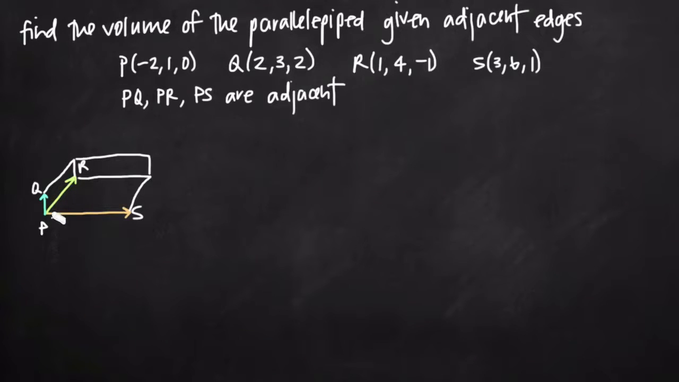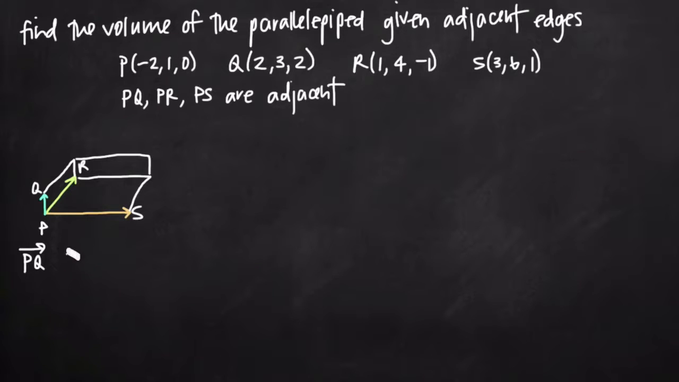If we can model the line segments PQ, PR, and PS as vectors, then we can use the scalar triple product to find the volume of the parallelepiped. And of course, the way that we can model them as vectors, if we want to find, for example, the vector PQ, we just take this point here, Q, and subtract each of the corresponding components from the point P.